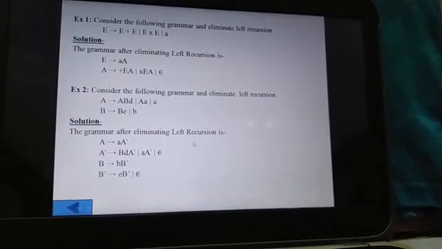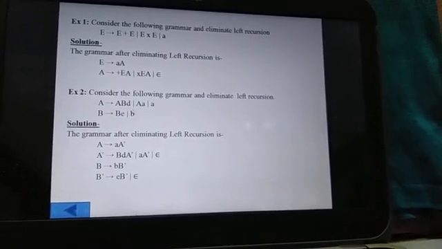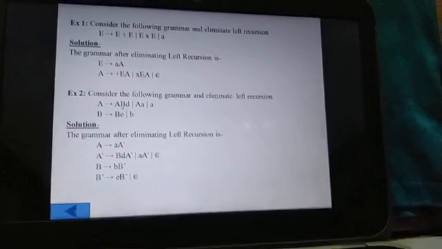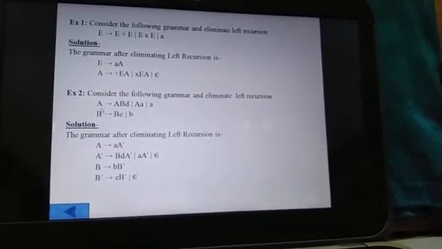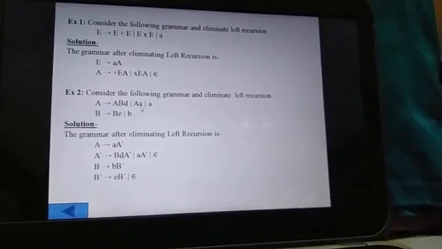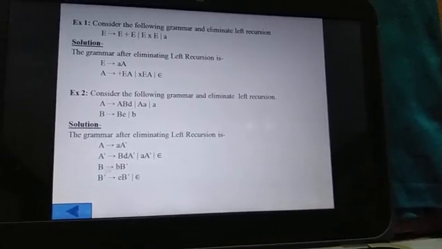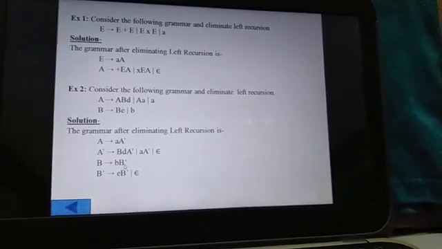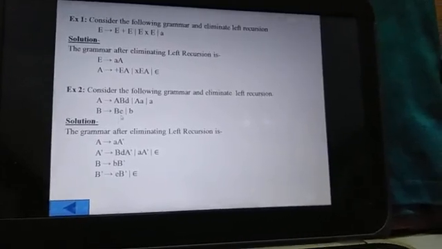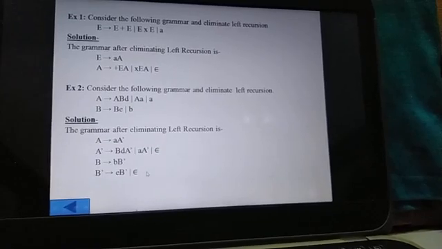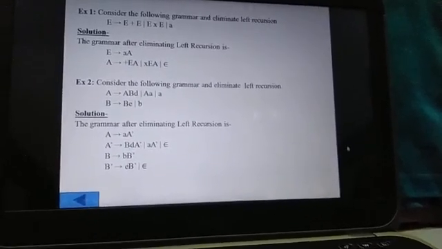So the grammar after eliminating left recursion is this. Here A produces beta A dash and A dash produces alpha A dash and epsilon. In a similar way, B produces b B dash and B dash produces b B dash and B dash produces epsilon.